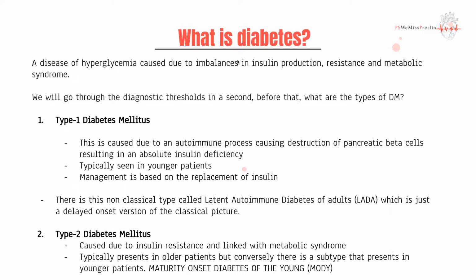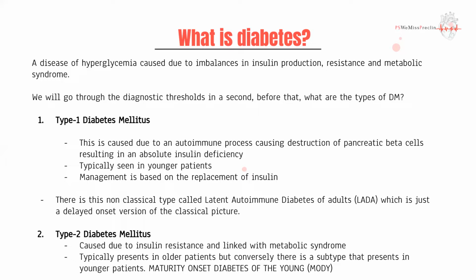Basically, diabetes just means too much glucose. And the term diabetes comes from too much sugar in the urine. And that's how it was originally picked up and found that there might be something going on. So it's an imbalance with insulin production, resistance, and metabolic syndrome. So that has multiple elements.